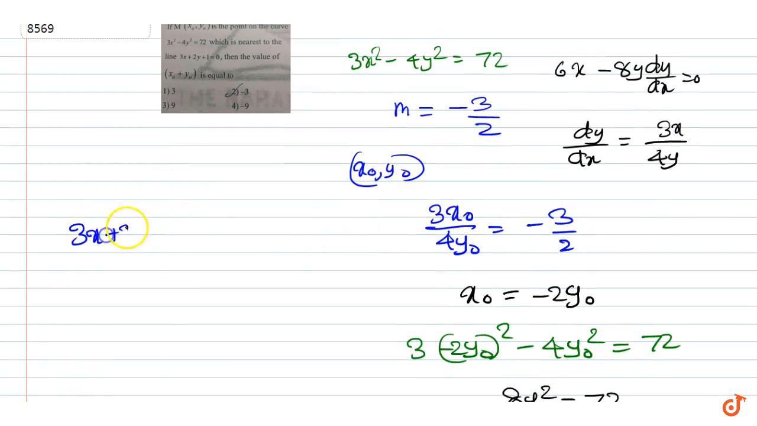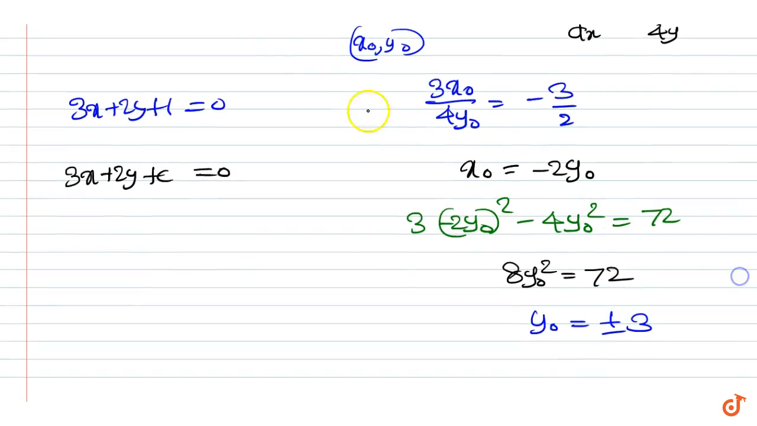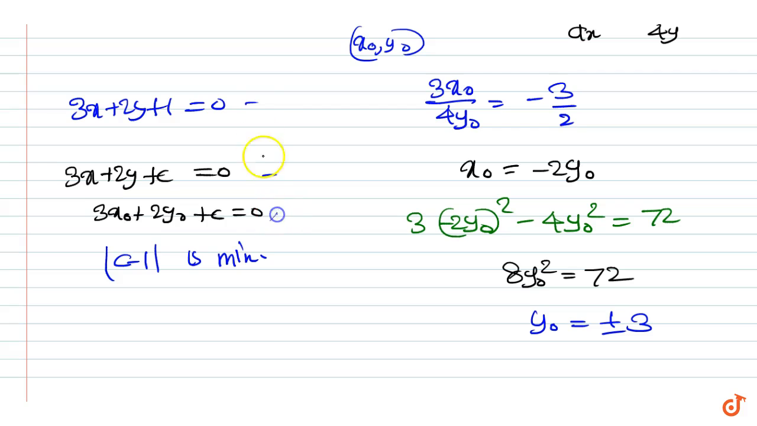Now we have the straight line 3x + 2y + 1 = 0. A line parallel to this line is given by 3x + 2y + c = 0. The distance between this line and this line is minimum when |c − 1| is minimum. Since this line passes through (x0, y0), 3x0 + 2y0 + c = 0, we can write c = −3x0 − 2y0 = 4y0 = ±12.